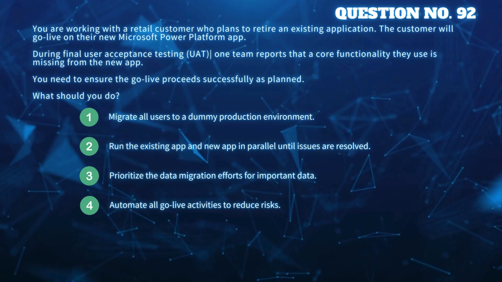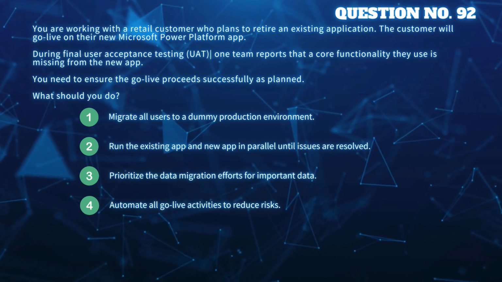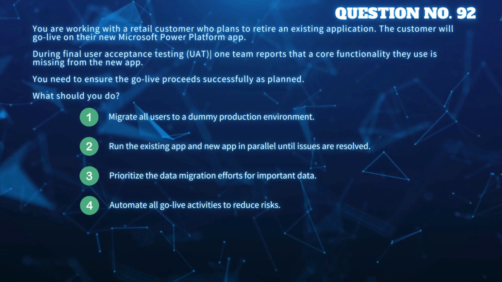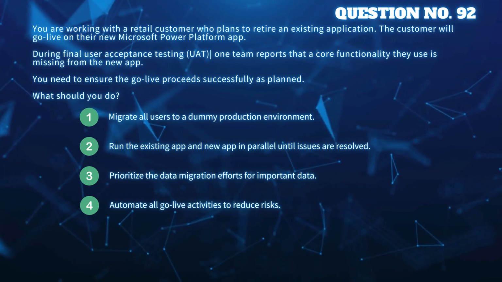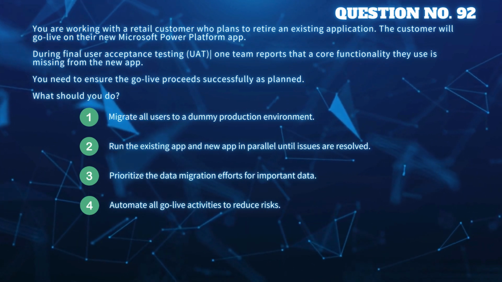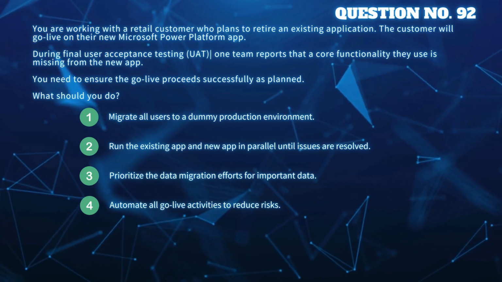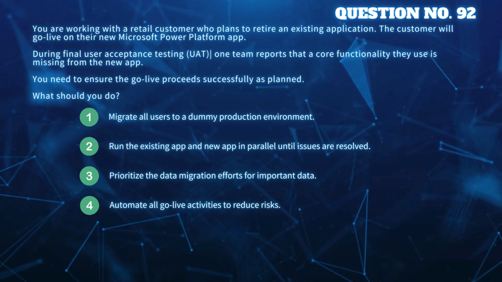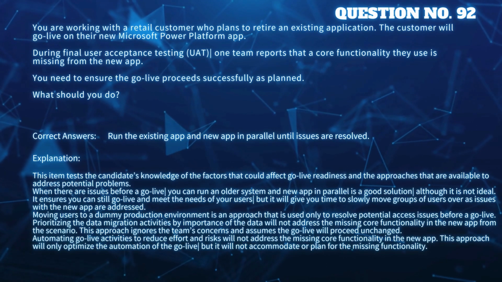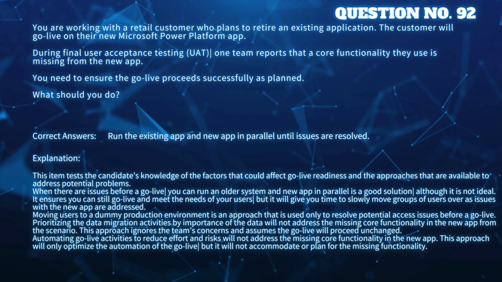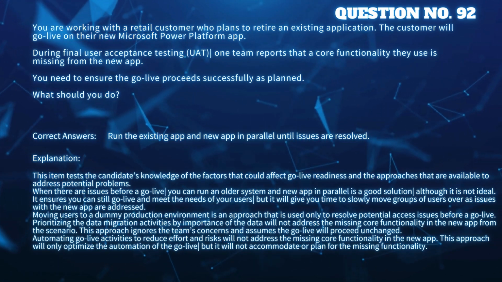Option 1, migrate all users to a dummy production environment. Option 2, run the existing app and new app in parallel until issues are resolved. Option 3, prioritize the data migration efforts for important data. Option 4, automate all go-live activities to reduce risks. Correct answer: run the existing app and new app in parallel until issues are resolved.